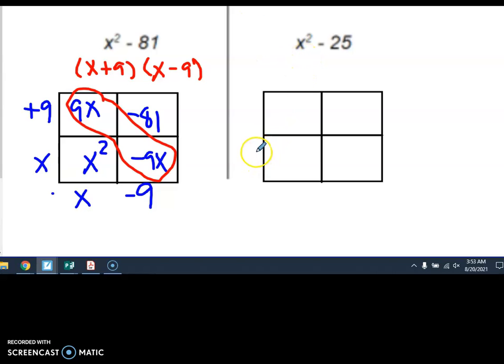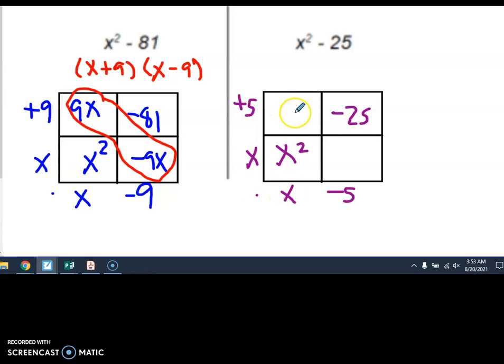So again, we have an x times x again for the x squared. And 25 is that perfect square of 5 and 5. Because it's 25, it's negative. That means that one of the 5's should be positive while the other one should be negative. So if I multiply x times the x, I get my x squared. And if I multiply my 5 and my negative 5, I get the negative 25. That's the answer I'm seeing above.